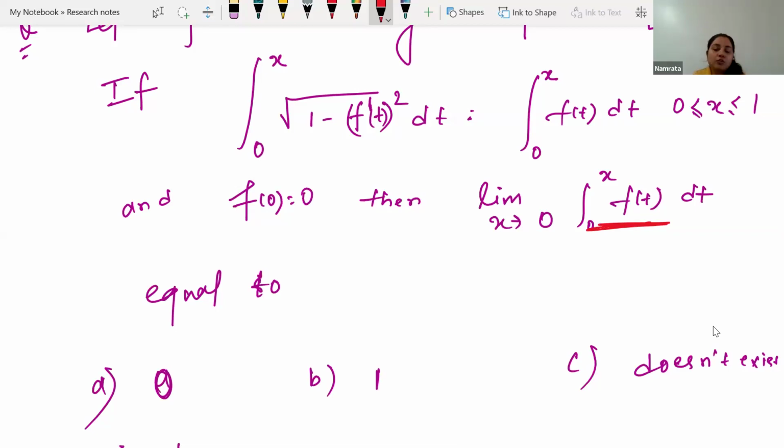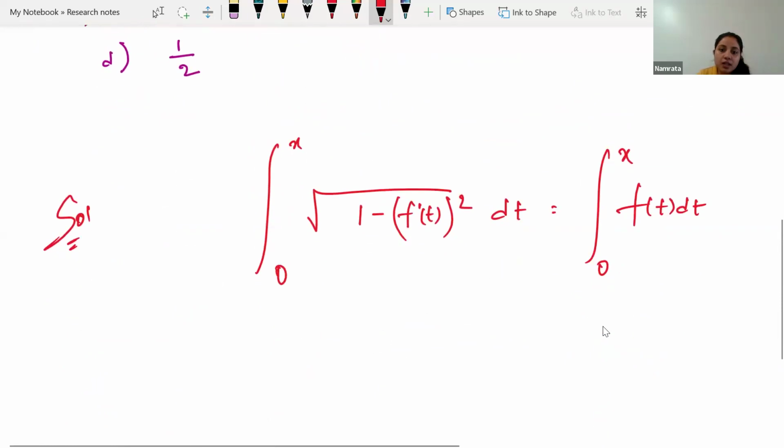Okay, so at first we will focus on finding f of t, or maybe f of x. Here, if we have this condition given in the question, we need to differentiate both sides so that we will get rid of this integration sign. Once we differentiate, the integral is removed, and we just get rid of the integration sign.